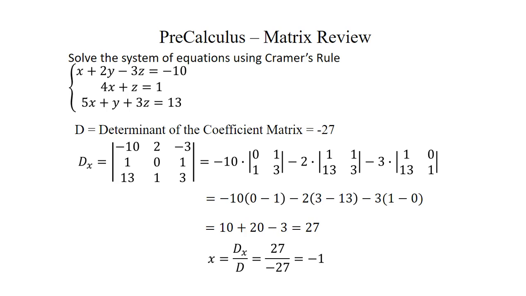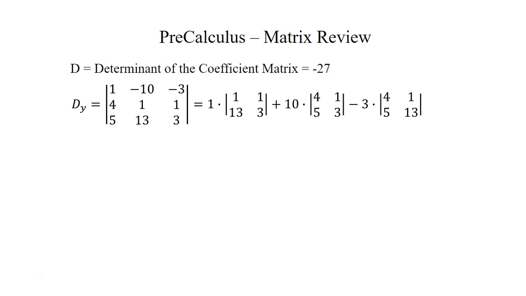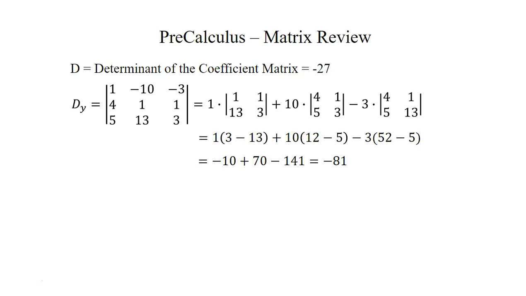Now we need to find at least one more variable so that we can solve for all 3. So let's go about finding the dy determinant. So dy is the same as d, except we replace the y coefficients with the constants. So that would be the second column. And then we're going to find that determinant. And I found it to be negative 81. And we're going to divide that by the determinant of the D matrix. So that came out to be 3 for y.